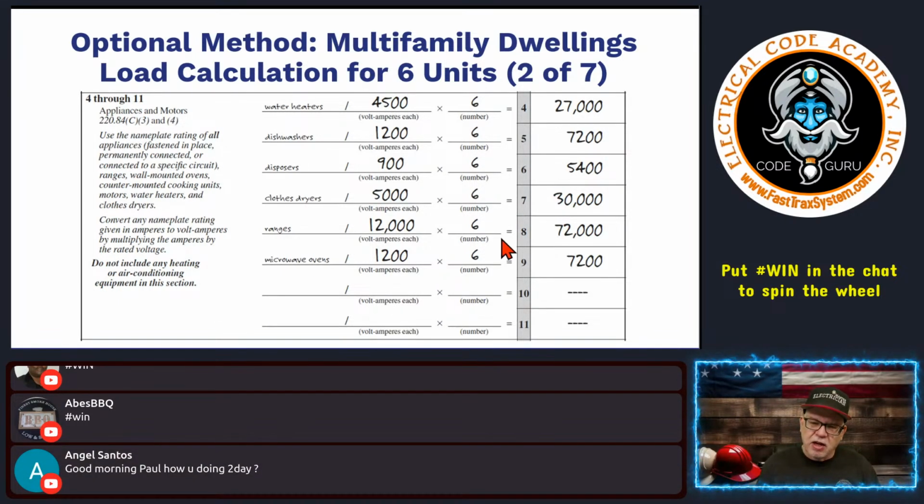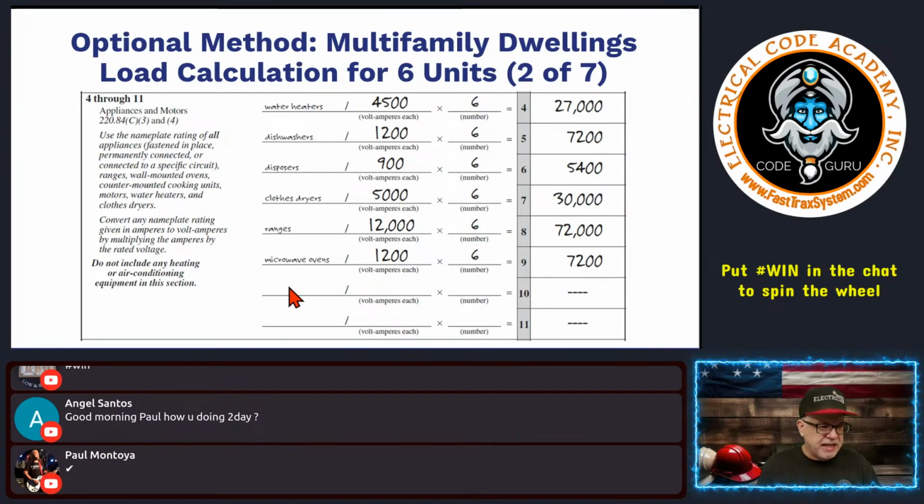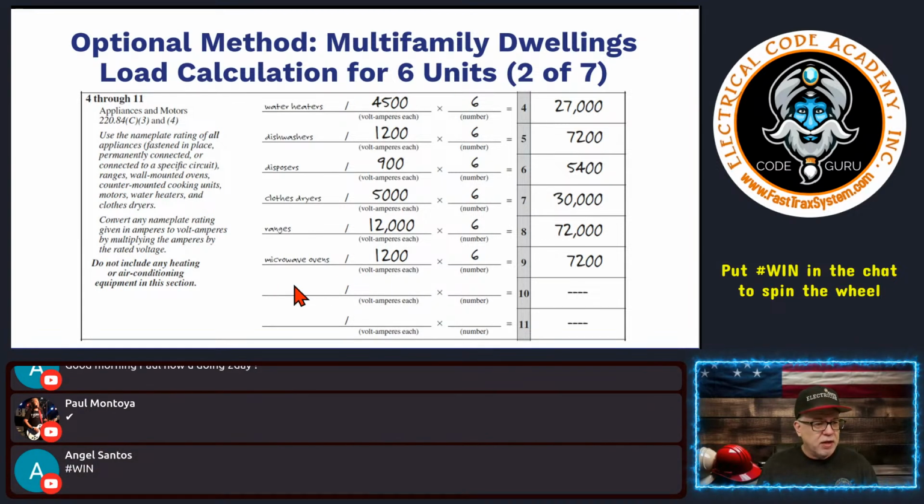If you had any other appliance that you had to add, this is where you would add it in the sheet. Okay, so if I had an EVSE, it's an appliance. If each one of these units had one, then I would pop it right here. Okay, and it would be the nameplate of whatever the EVSE is right there. Pop it in right there, and if there's 6 of them, there you go.